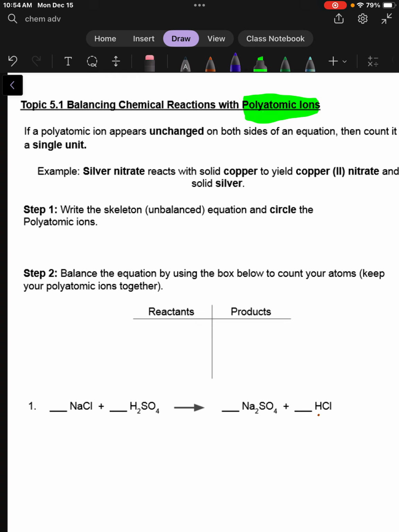Make it very fast, you just use some strategies. Okay, if you see a polyatomic ion unchanged on both sides, consider them as a single unit. That is the only change.